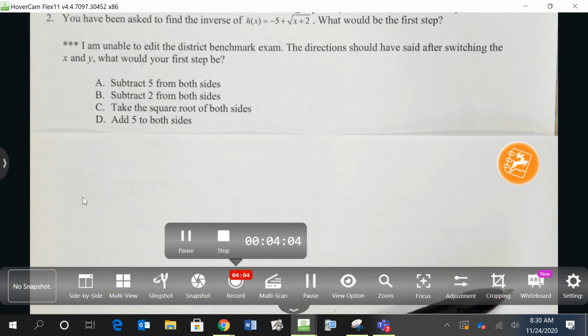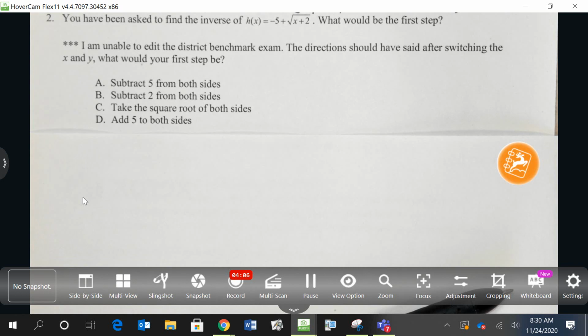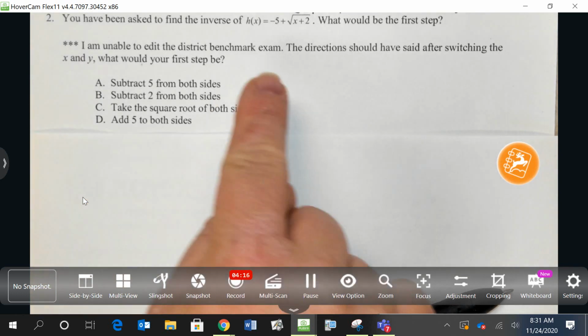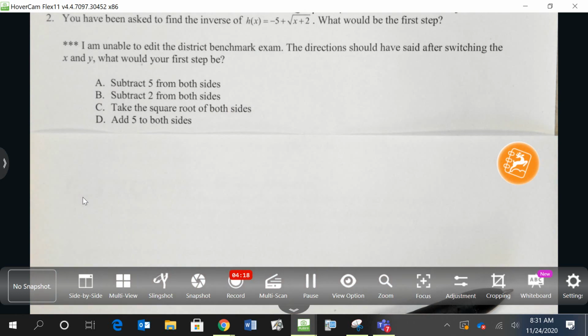So this particular question on your test, this is the district benchmark test. I don't have access to edit any part of this, and that's why I have these little asterisks here. It's because the question directly says, you have been asked to find the inverse of a specific function, and what would be the first step?